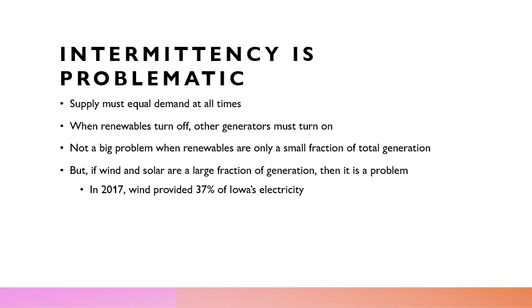It becomes a much larger problem when renewables make up a more substantial fraction of generation. For example, in 2017, wind power provided 37% of Iowa's electricity. A very quick 37% decline in electricity production is going to be a big problem for a grid.